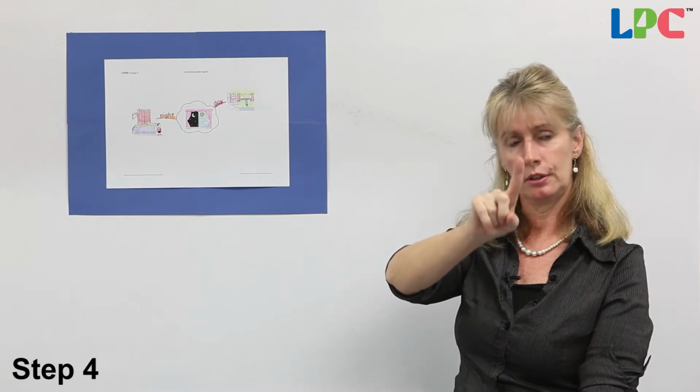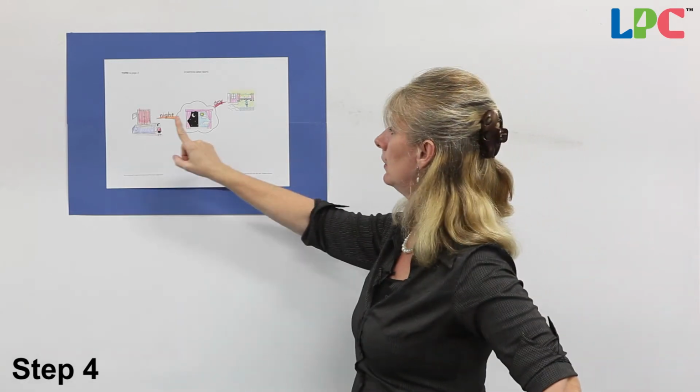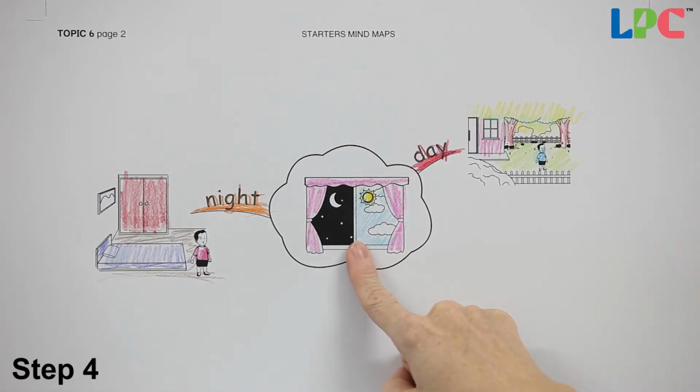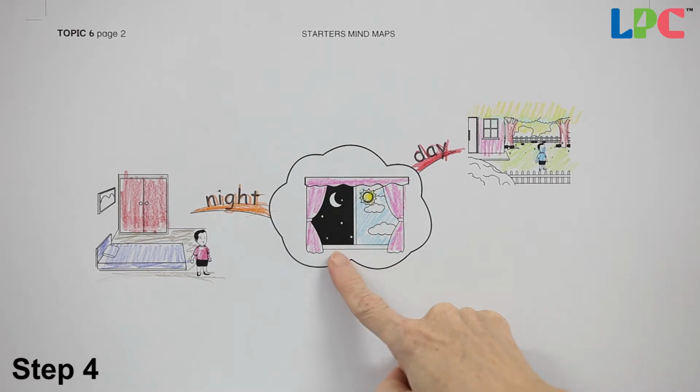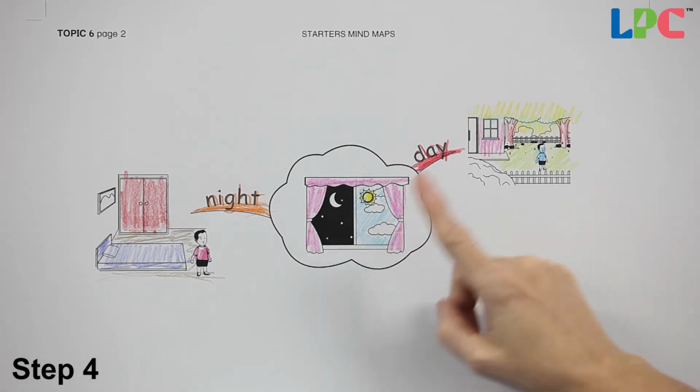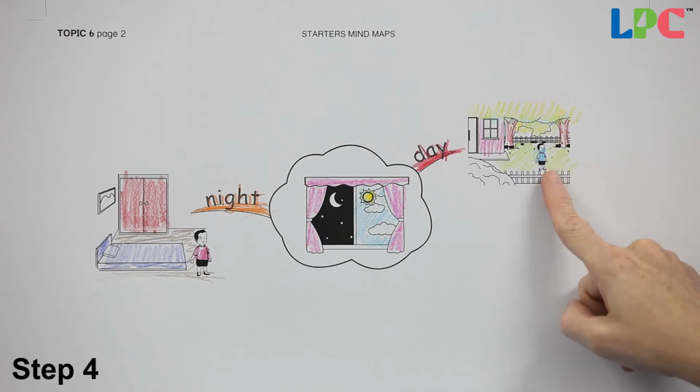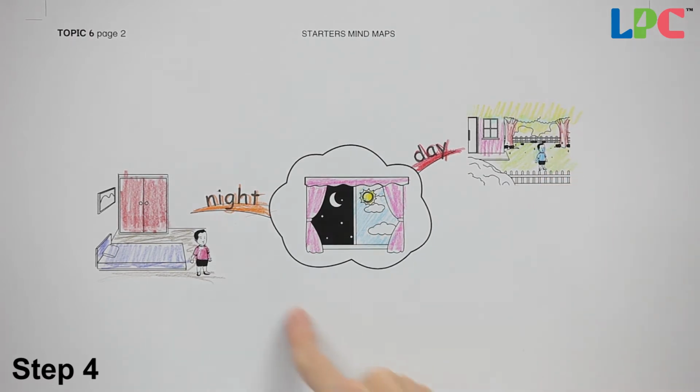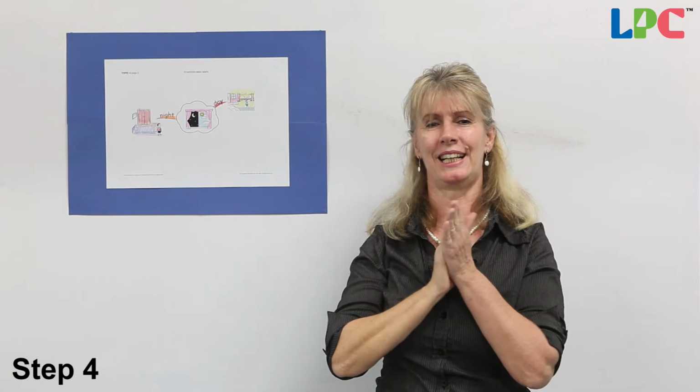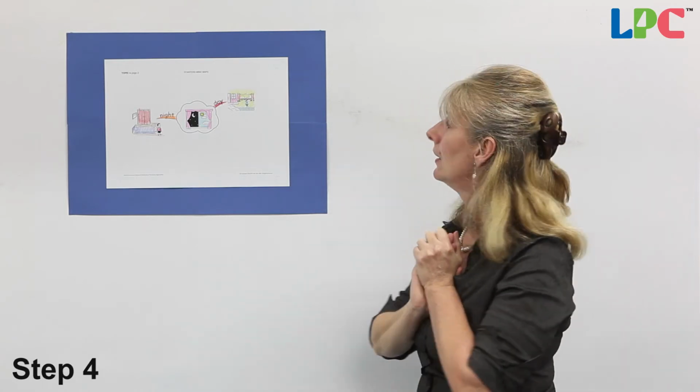Okay. Yes. Reading finger. And go. Night and day. Day. Bill is in his garden in the day. Night. Bill is in his bedroom at night. Very good. Well done. Okay.